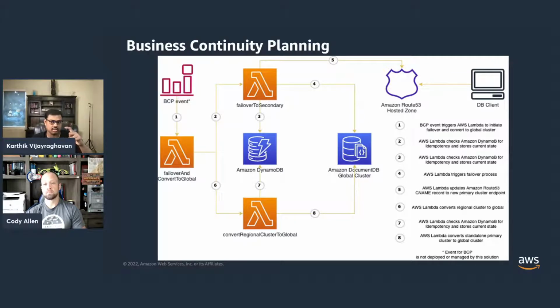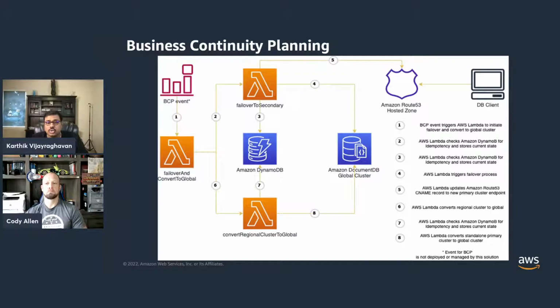It understands what that cluster looks like, which VPC it was deployed to, what security group and everything. It takes all that information, and then it does a transpose, right? Meaning it takes the secondary cluster, West 2 in this case, and makes it primary. So East 1 and East 2 are going to be secondaries in this.